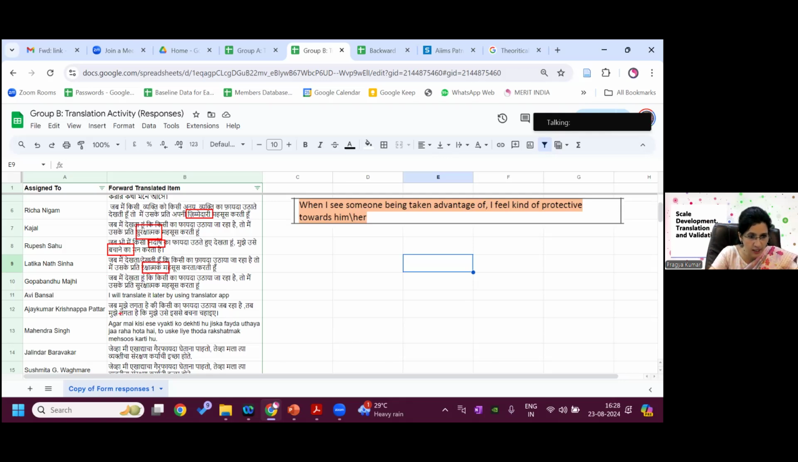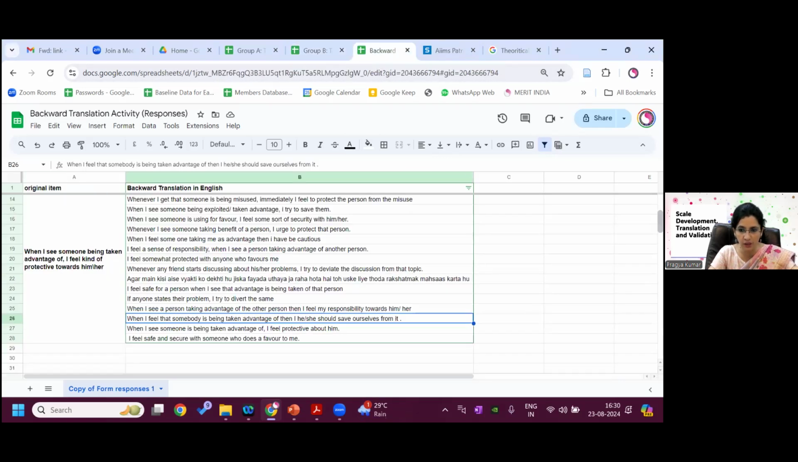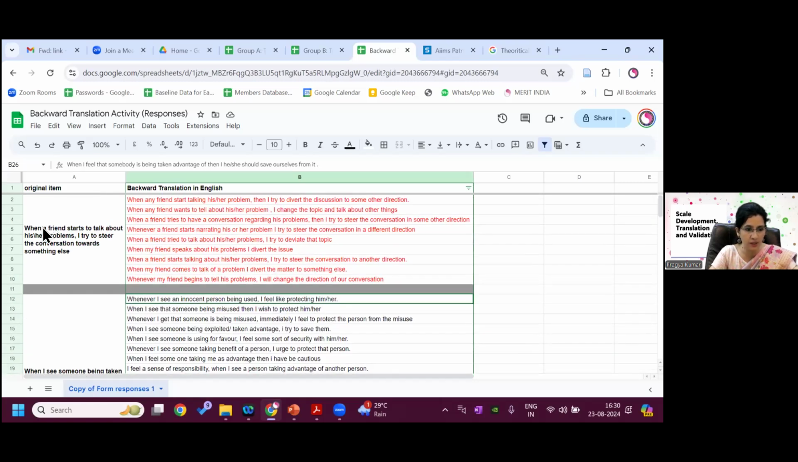Ajay Kumar has written, जब मुझे लगता है कि किसी का फायदा उठाया जा रहा है, तो मुझे लगता है मुझे उससे इससे बचाना चाहिए. And Dr. Mahendra has also written, मैं किसी एक ऐसे व्यक्ति को देखती हूँ जिसका फायदा उठाया जा रहा होता है तो उसके लिए थोड़ा रक्षात्मक महसूस करती हूँ. So again, you can see the various responses. Now, you have just done this with the 2 questions. If you see the backward translation, this was the backward translation for this question.